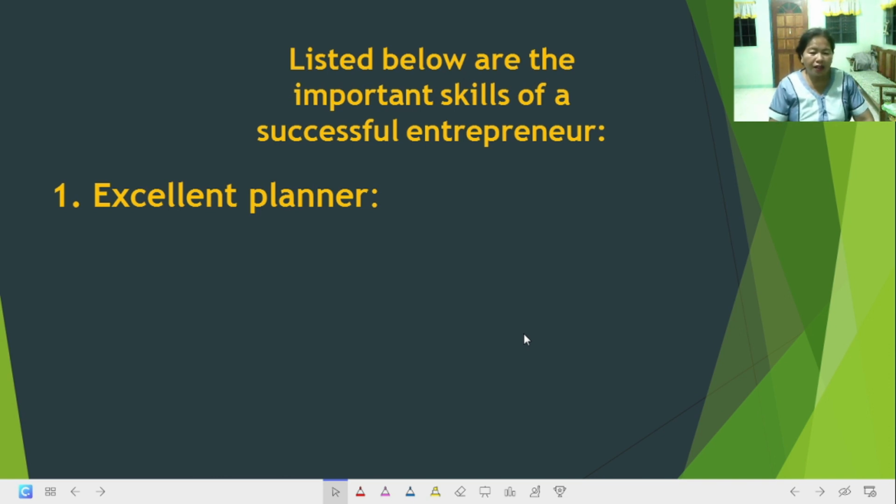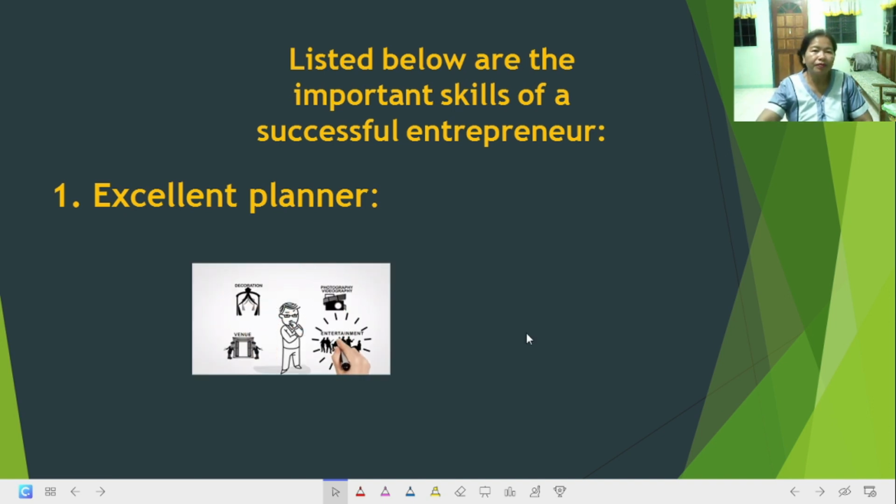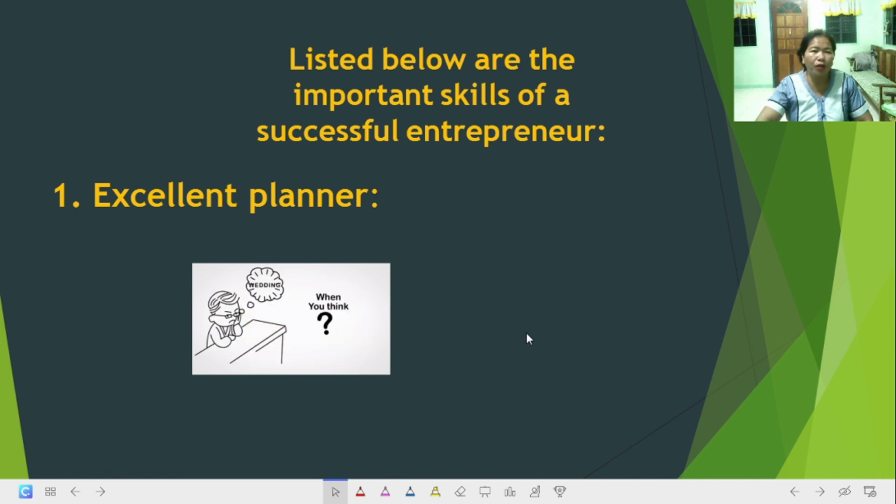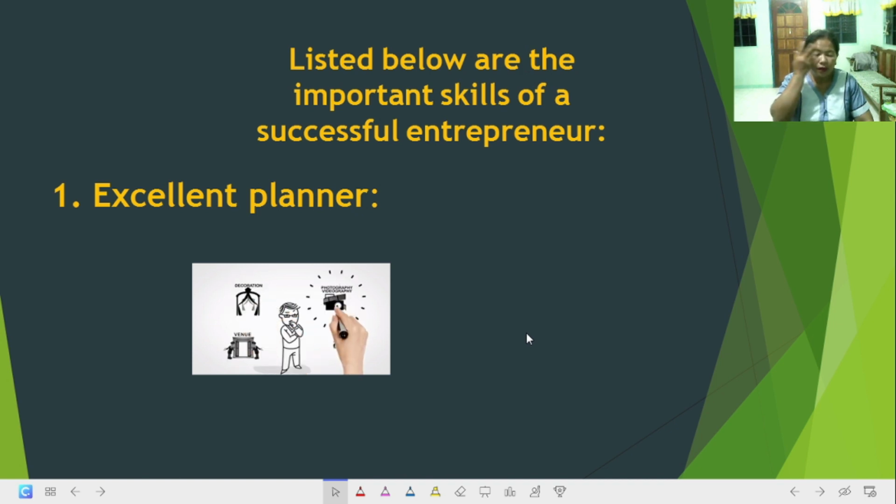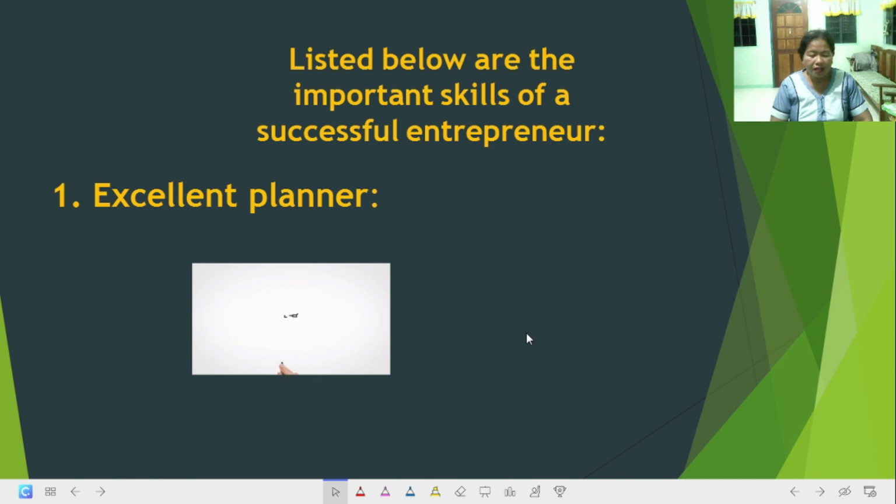Just like constructing a house or a building, you need to prepare first a plan before putting it into realization. A competent entrepreneur understands that planning is only useful when it is matched with action. So if a plan is not put into action, then there's nothing. Okay, so excellent planner. Think of what things are needed or need to be prepared in order to pursue or achieve your plans. So that is one of the skills of a successful entrepreneur.